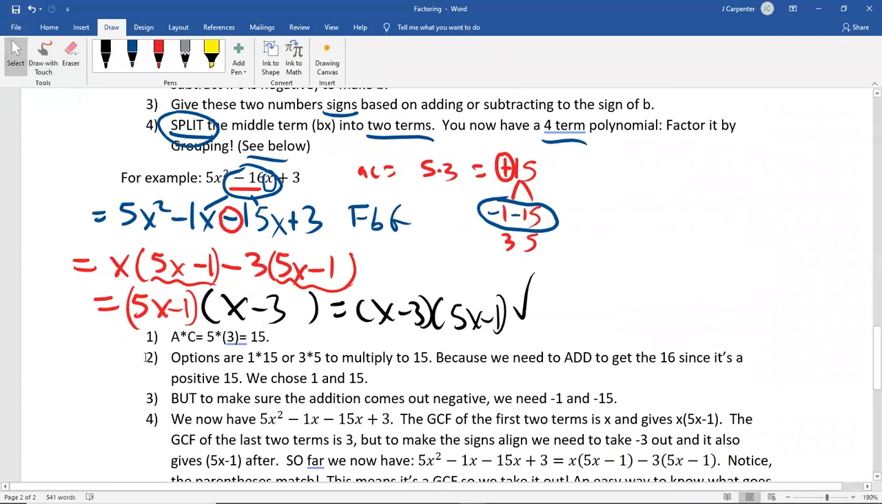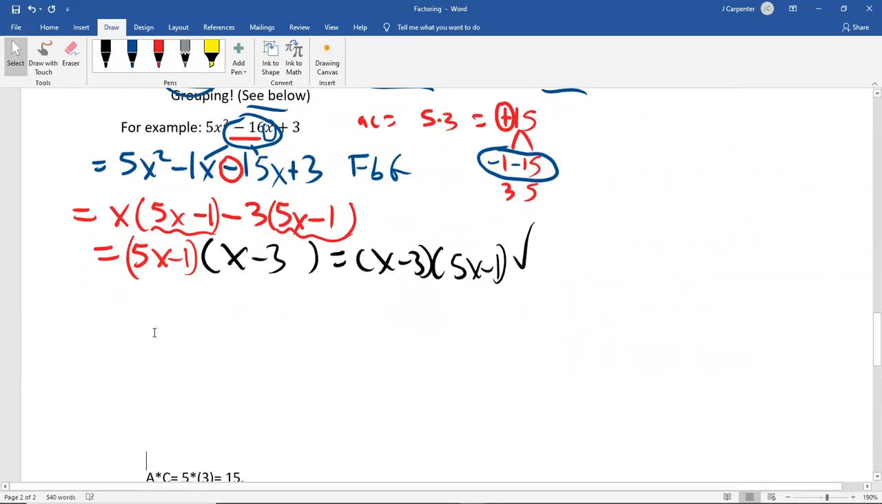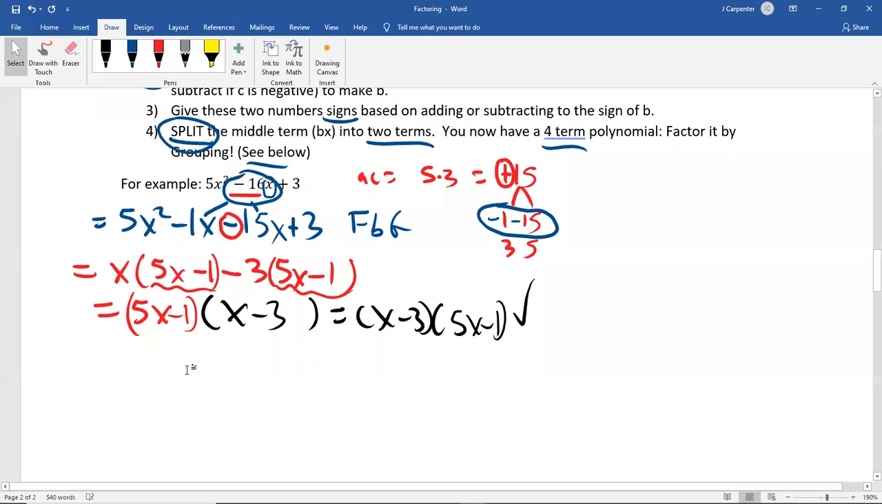Let me not do it that way. Let me just do, I'm gonna do this. Nope, not that. It's fine. I'm not gonna be saving that document anyways.